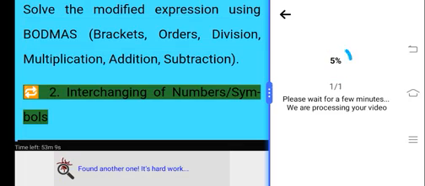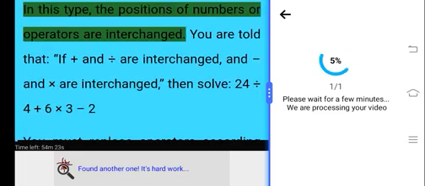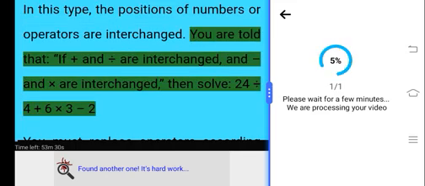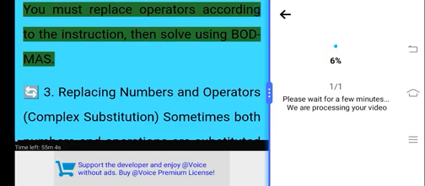Type 2, interchanging of numbers and symbols. In this type, the positions of numbers or operators are interchanged. You are told that if plus and divided by are interchanged, and minus and times are interchanged, then solve 24 divided by 4 plus 6 times 3 minus 2. You must replace operators according to the instruction, then solve using BODMAS.